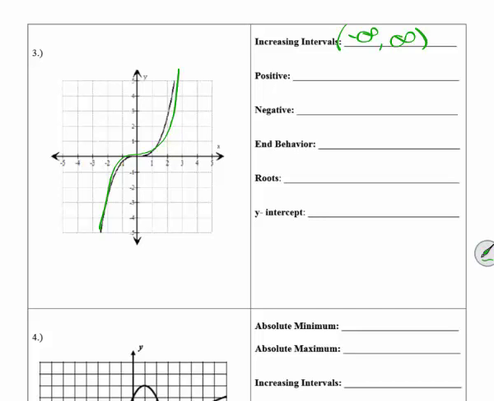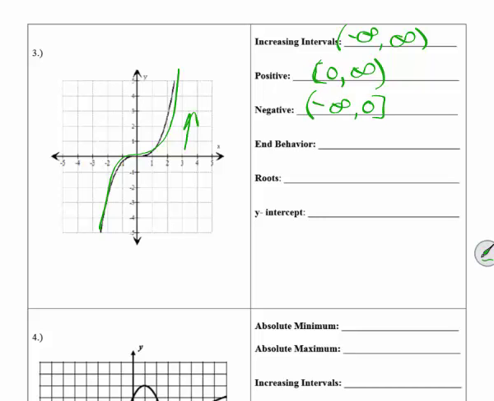Where is it positive? Positive is when it's above the x-axis. So that's going to be from 0 to infinity. That should be a hard bracket for the 0. Where is it negative? Well, that's when it's below. So that's negative infinity to 0.